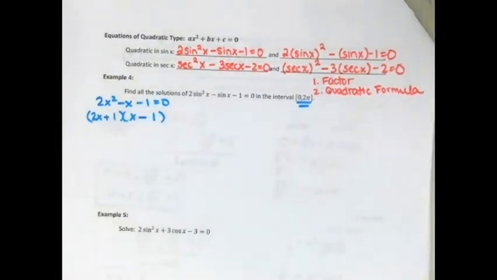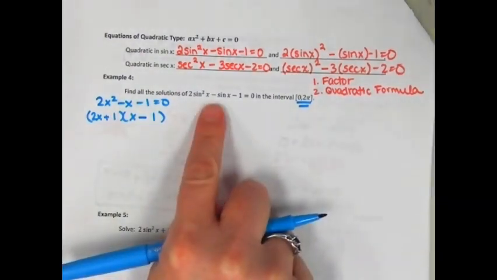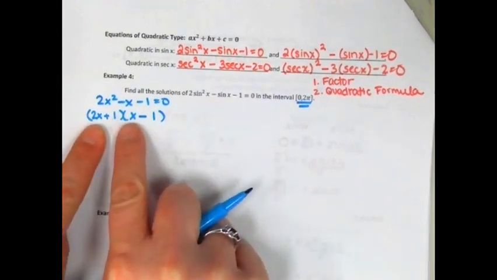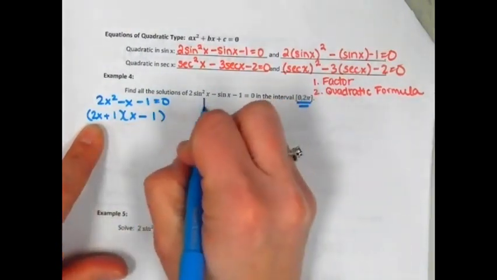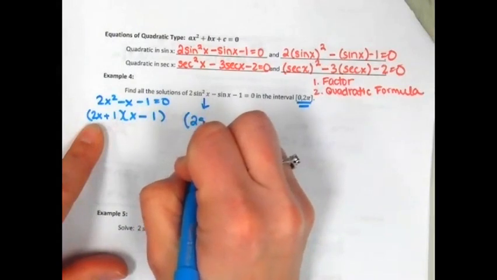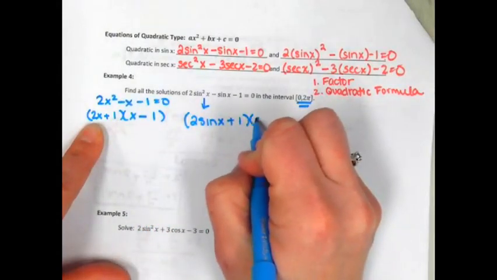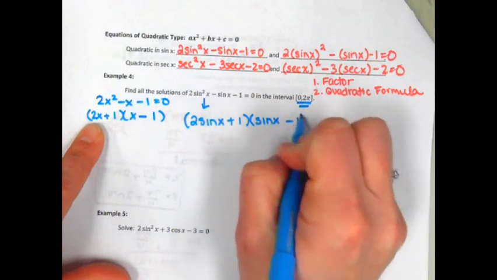So can I factor that? Yes. So can I factor 2 sine squared x minus... Yes. The only difference, what changes to the 2x and the x? They become sines, right? So to factor this, I would have 2 sine x plus 1 times sine x minus 1 equals 0.